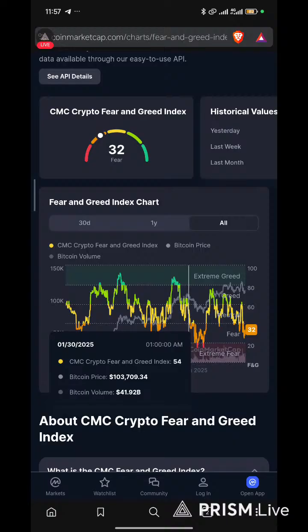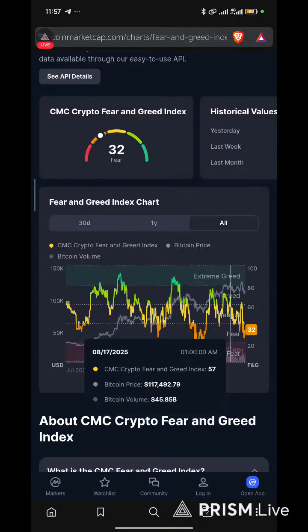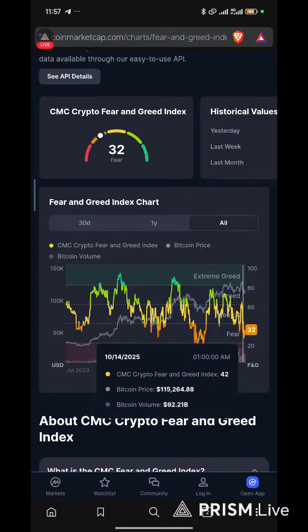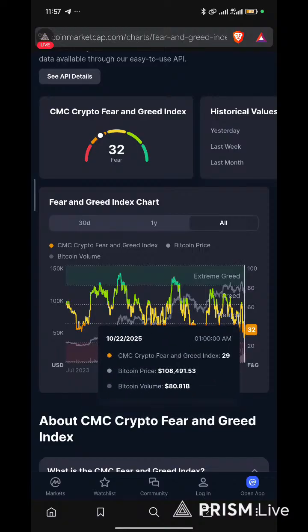As you can see, Bitcoin dropped to $108,000 and the volume was 99.7 billion, and this was fear. That is fear at what? 29. You see, 29, $108,000 at when? 22 October 2025.